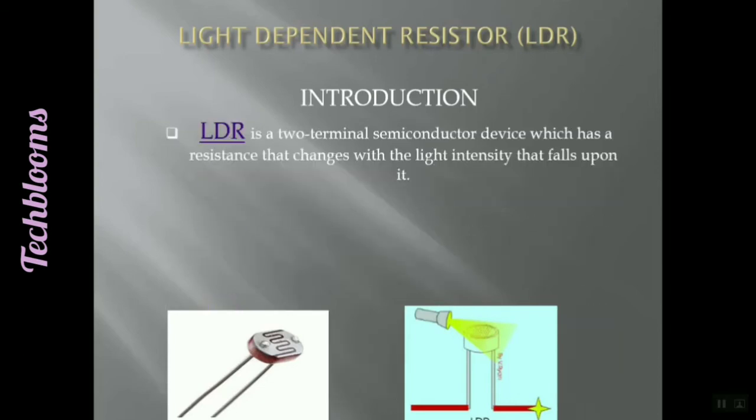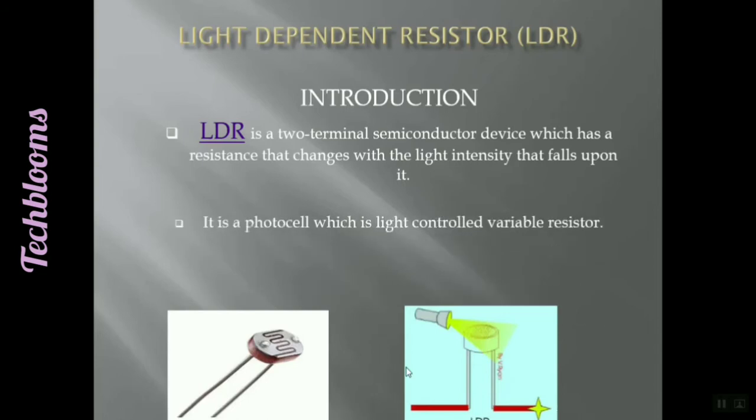LDR is a two-terminal semiconductor device which has a resistance that changes with the light intensity that falls upon it. So meaning LDR is a two-terminal device. For example, in this figure you can see LDR is a two-terminal device, and its resistance changes with the intensity of the light falling upon it.